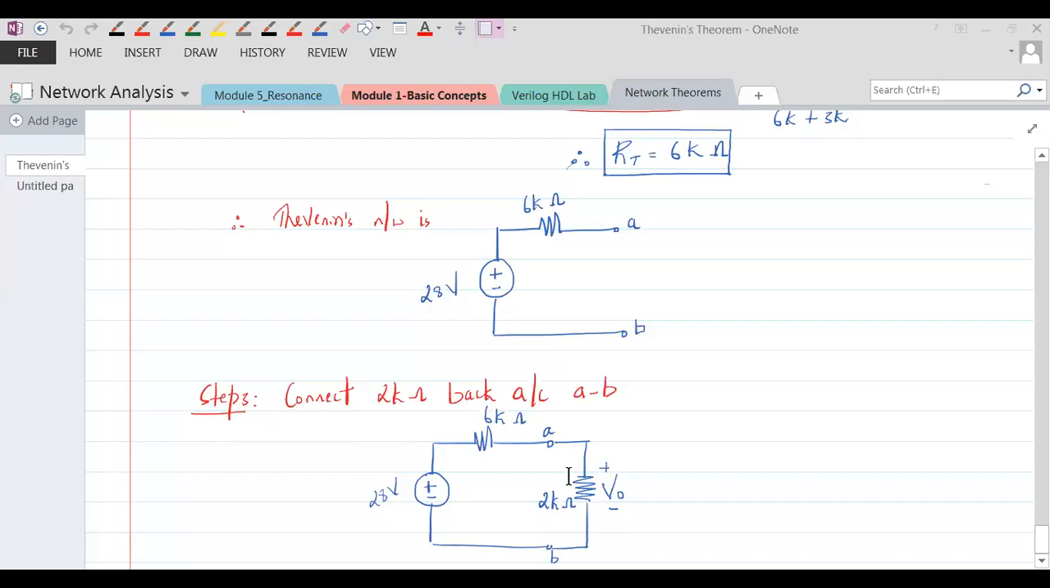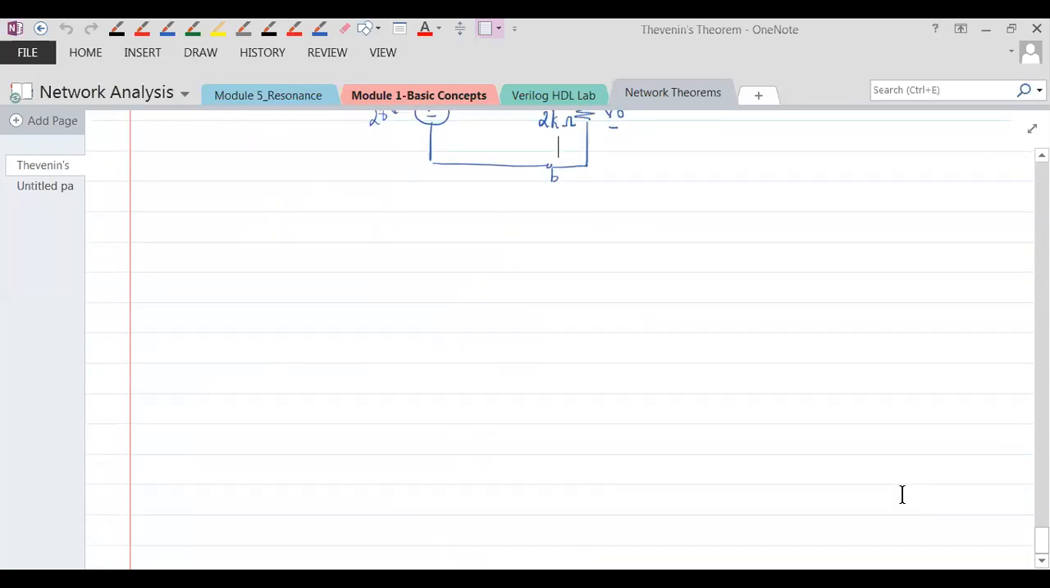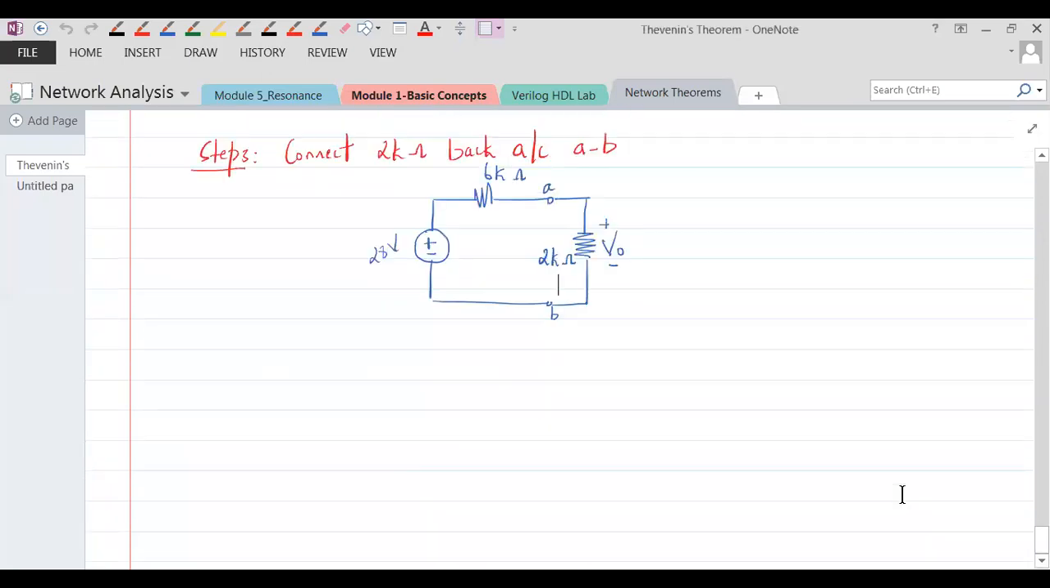Here is our V naught, which needs to be found out. How would you find out V naught? Just mark an I there. Let's mark I, everybody do that. Everybody, this is your I.